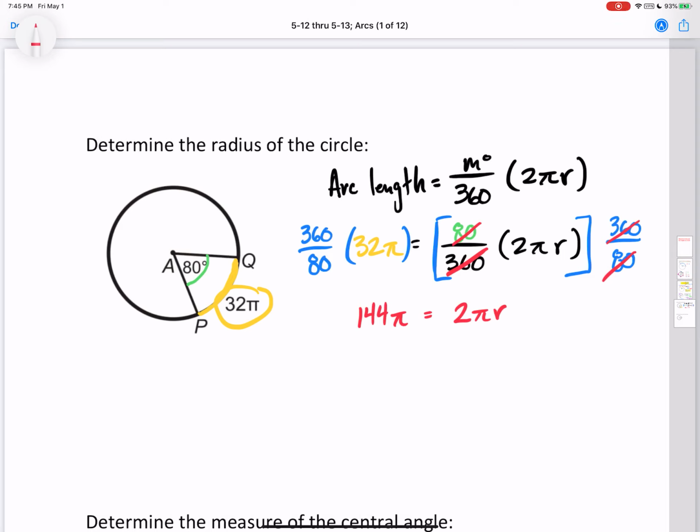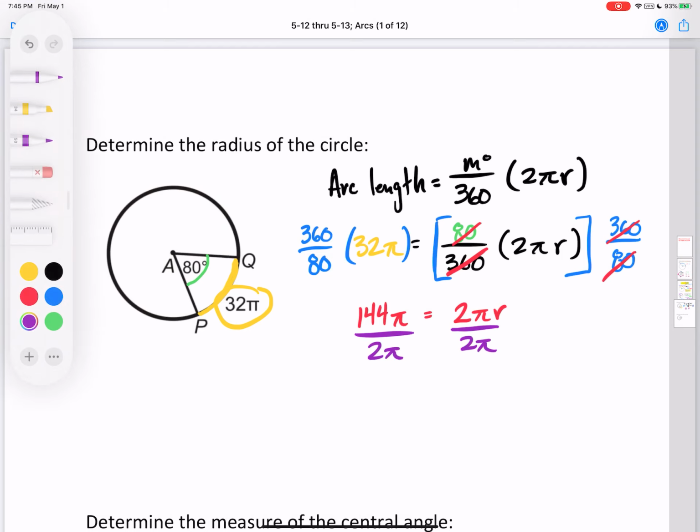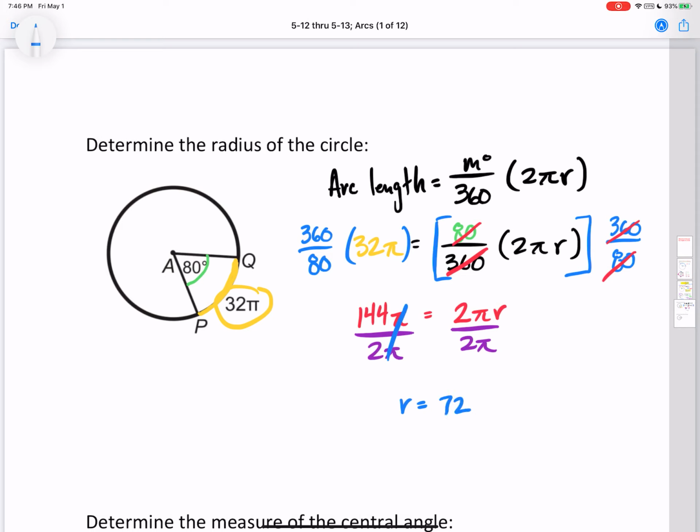So now, again, I want to get r by itself. My goal is to solve for r. So I'm going to get rid of this 2 pi by dividing both sides by 2 pi. And from here, we can cancel out the pi's. All I've got to do is divide 144 by 2, and 144 divided by 2 is going to give me 72. Then I look for my unit of measurement, which I don't have, so we'll call it 72 units. All right, so that's how you find the missing radius.